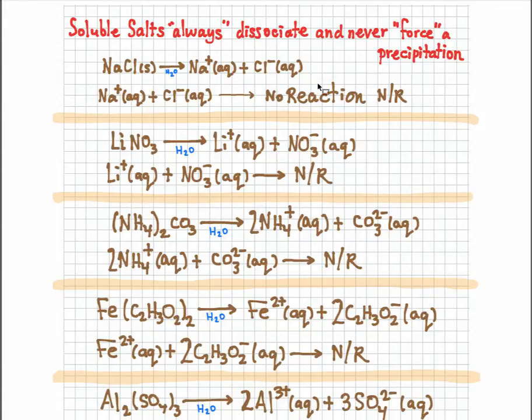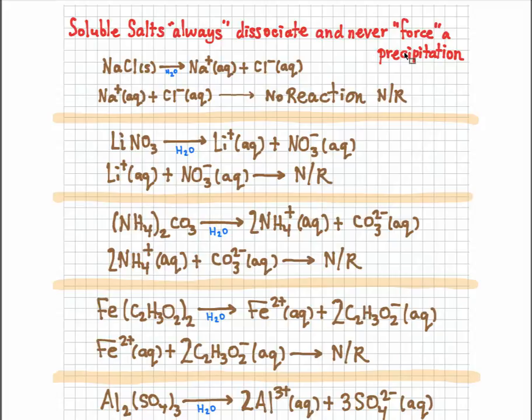Well, you're probably still scratching your head saying, how can you use this? Soluble salts always dissolve or dissociate, never force a precipitation. So sodium chloride always dissolves. Sodium chloride never comes together. It stays dissociated. Lithium nitrate always dissolves. Turn it backwards: lithium and nitrate never come together. No reaction.